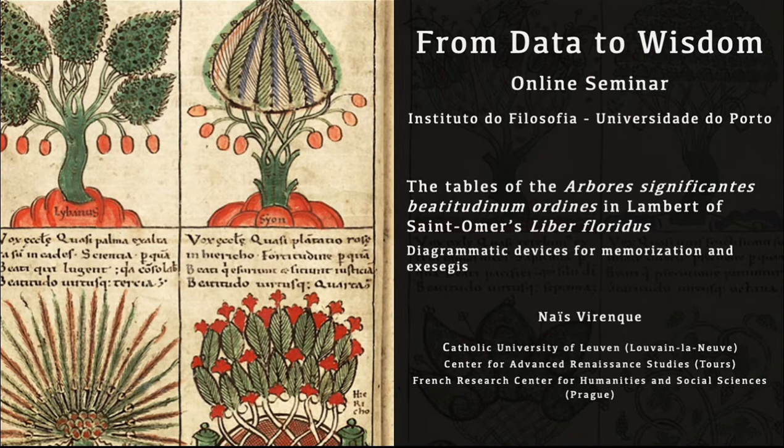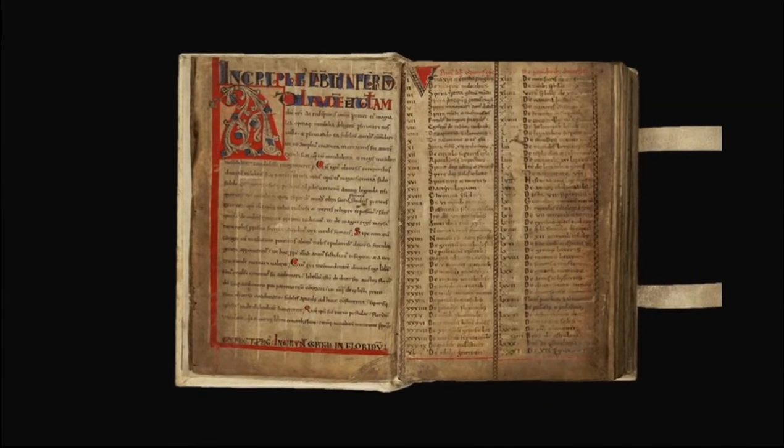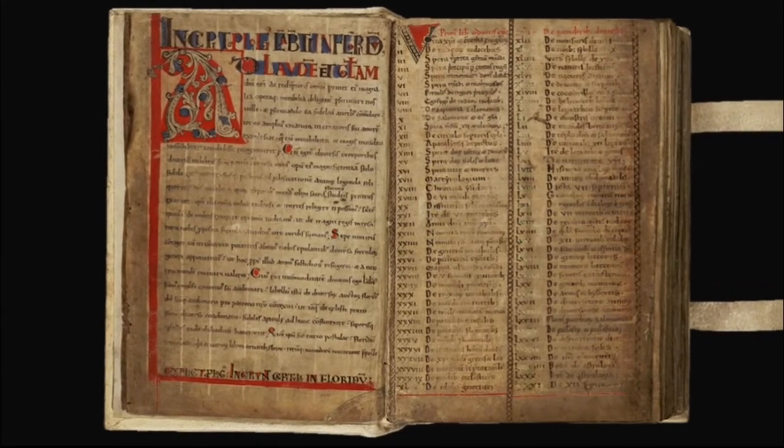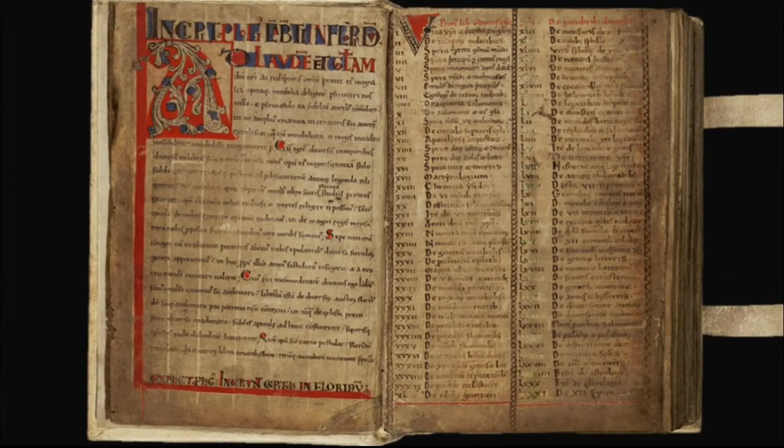The tables of the Arbores significantes beatitudinum ordines in Lambert of St-Omer's Liber Floridus, diagrammatic devices for memorization and exegesis. Around 1120, Canon Lambert of St-Omer wrote the Liber Floridus, a vast encyclopedic compilation of 161 chapters.